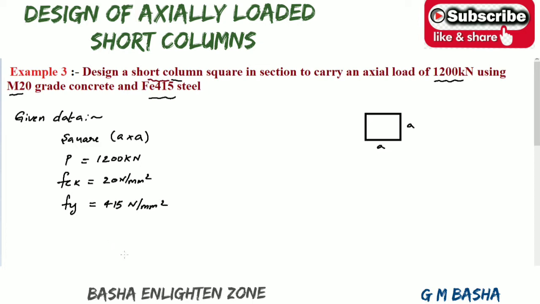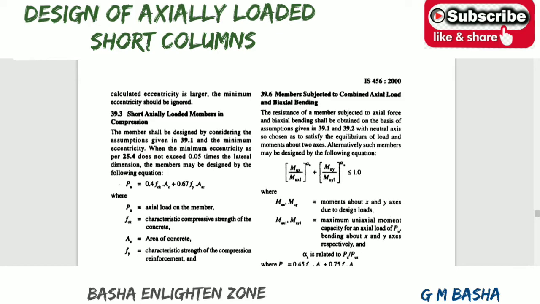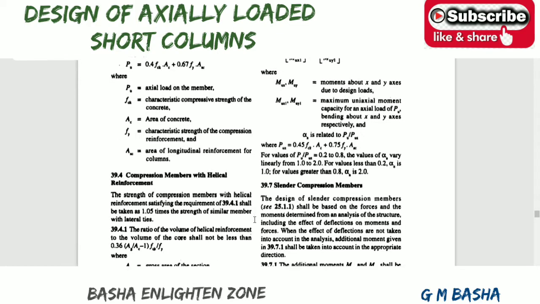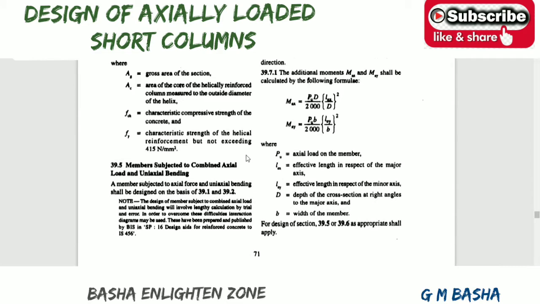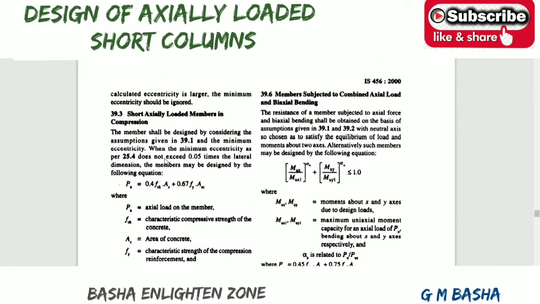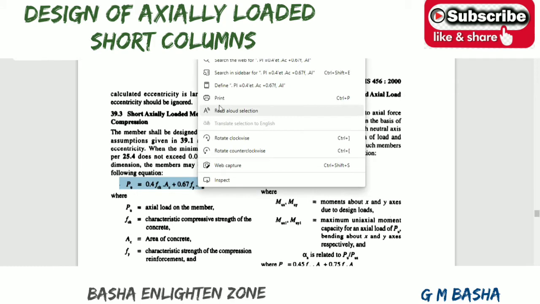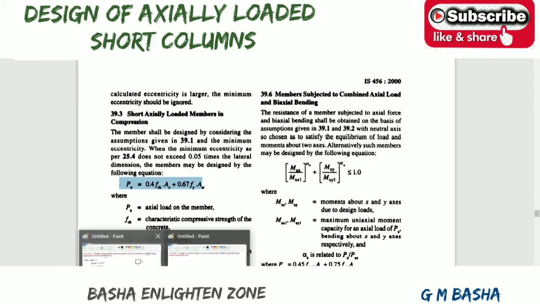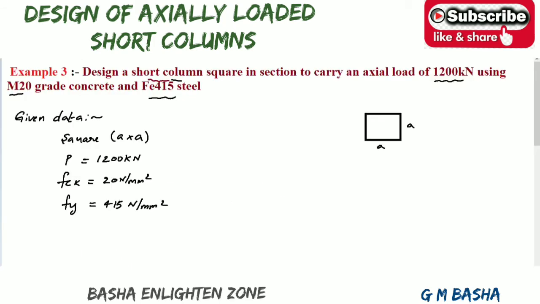Already yesterday I told you one formula based on axially loaded short columns. See your code book, page number 71 in IS 456. There is one formula for short axially loaded members in compression: Pu equal to 0.4 fck Ac plus 0.67 fy Asc. Based on this formula, you can design the problem.